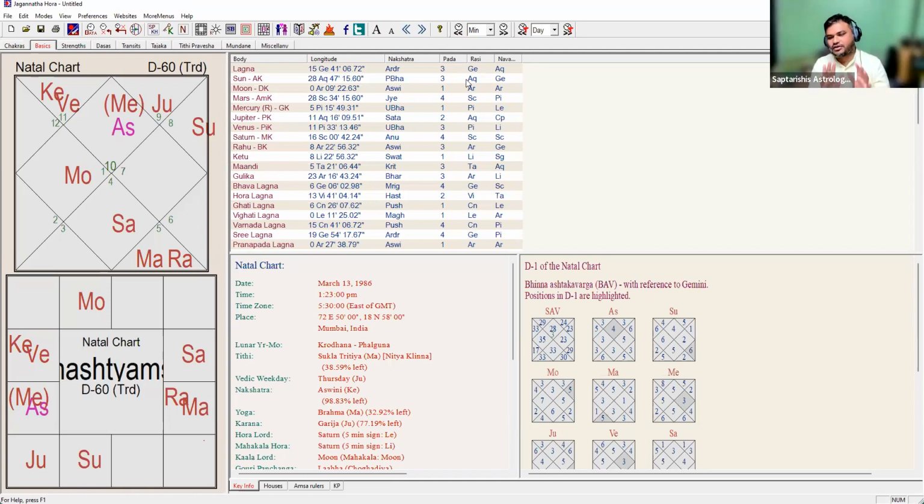Use D60 chart. Use Amsha. Use placement of planets. Use combinations. Everything is correct. But when you start applying the aspects, now that is the trouble. How can you apply aspect in D60? Tell me, if you are saying Jupiter is aspecting Mars. Okay, Jupiter is aspecting Mars. It means what? Jupiter is aspecting 9th house. 9th house means which aspect?